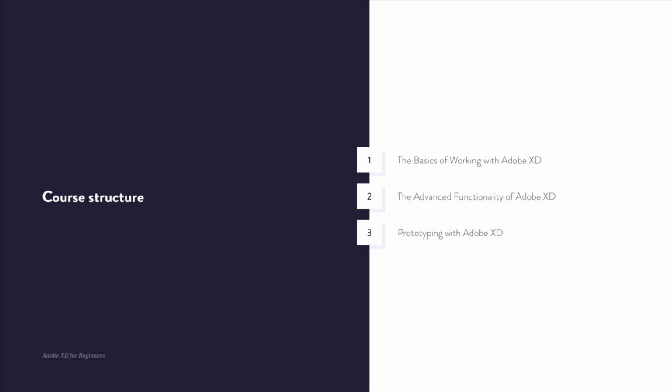Finally, in the third chapter, we'll cover XD's prototyping features, including Auto-Animate, which is a simple and powerful way of adding animations to XD prototypes. All right, we have a lot to go through, so let's get started with the basics. In the next lesson, you'll learn how to create and manage artboards.